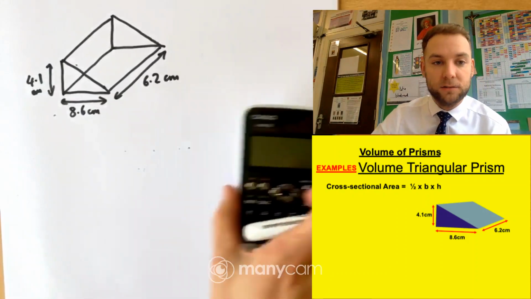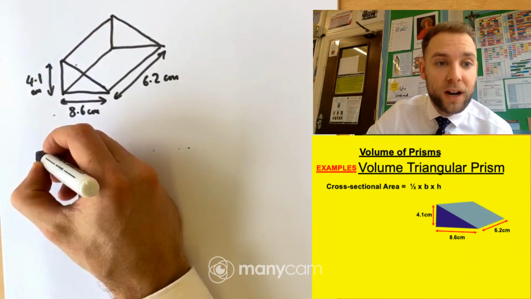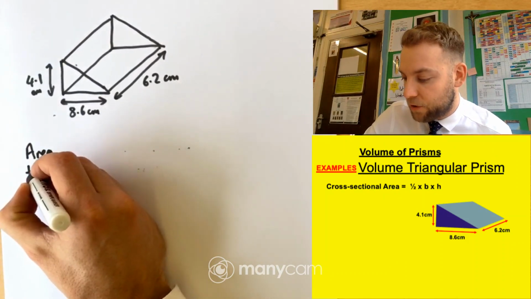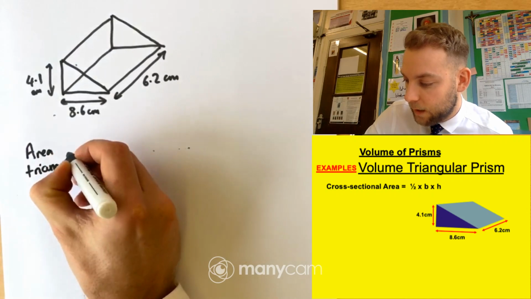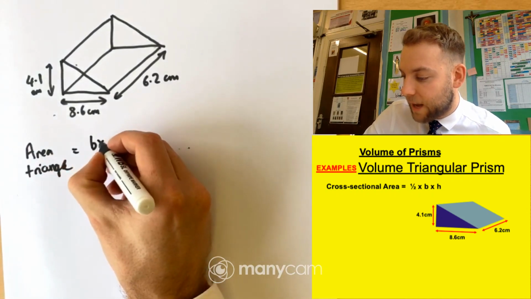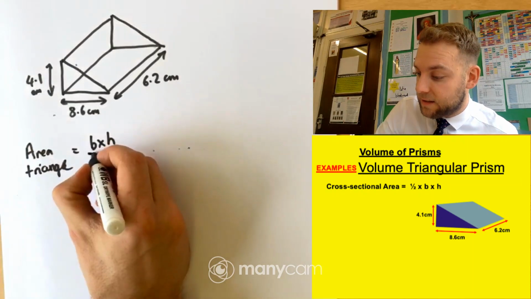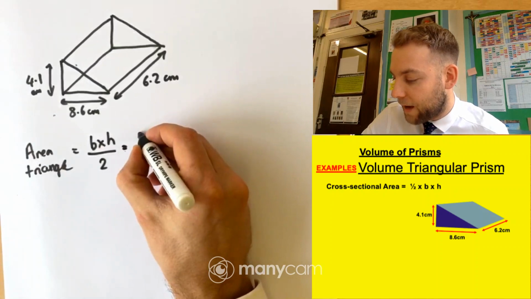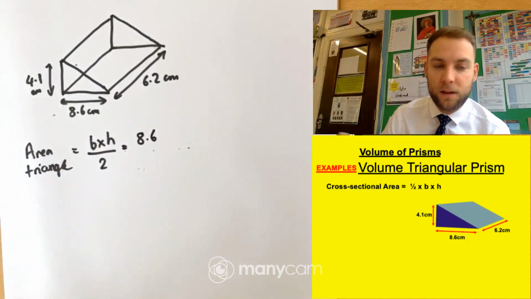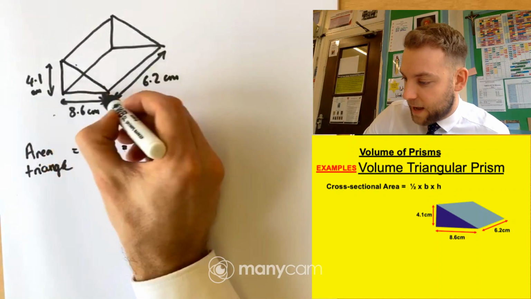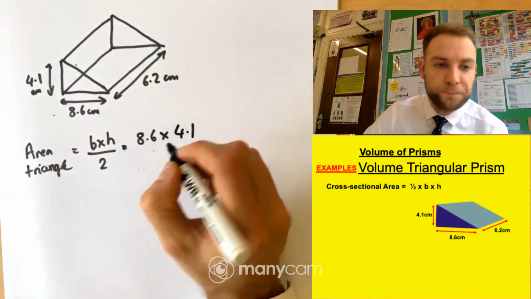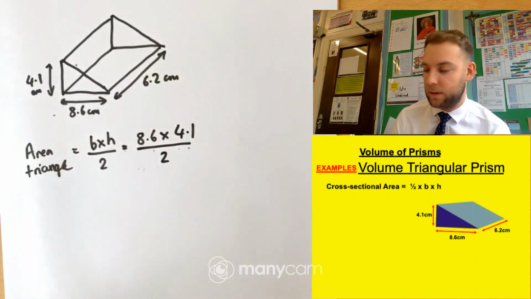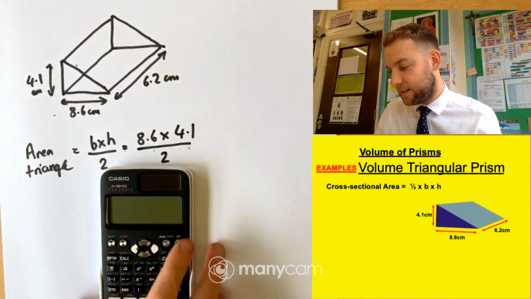Now we've just talked about the fact that we know all the areas of these 2D shapes. So this is a triangle, and we know that the area of the triangle, it's worth writing this down, you're going to get the marks for this. The area of the triangle is equal to base times by height, not forgetting to divide by 2. So with this one here, we have 8.6, this is the base, times by 4.1 divided by 2. I'm going to put that straight into my calculator.